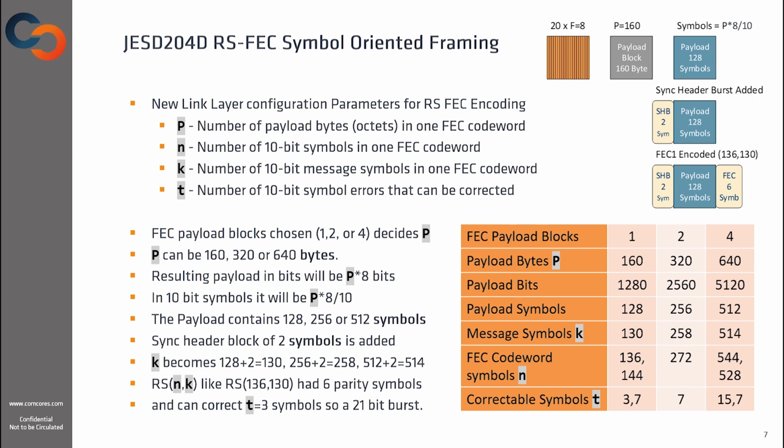Now FEC1, which is RS-136-130 in this example, appends 6 more parity symbols to form the FEC code word. And the FEC mechanism is able to correct half of these parity symbols, so 3. And we say it means it can correct up to a 21-bit burst because that is the longest burst that spans 3 10-bit symbols if the bit burst starts on the last bit of the first symbol.